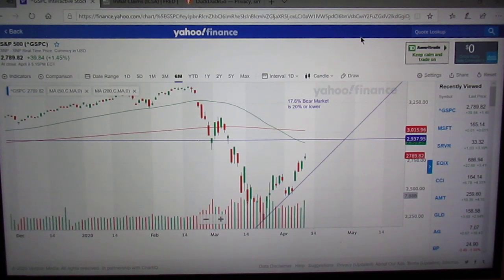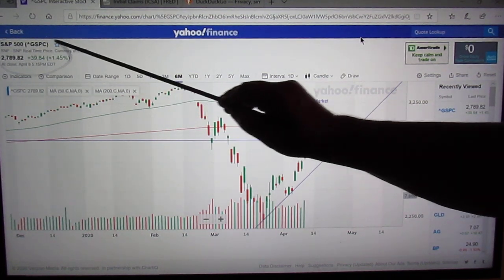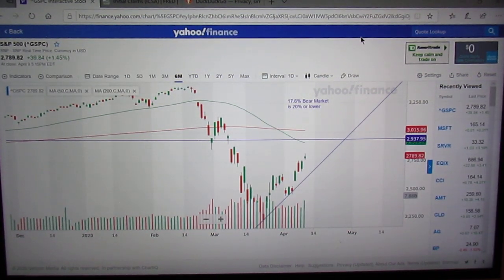Happy Easter. It is Easter Sunday, and we're going to look at the S&P index so we can try to get a feel for what's going to happen this coming week.